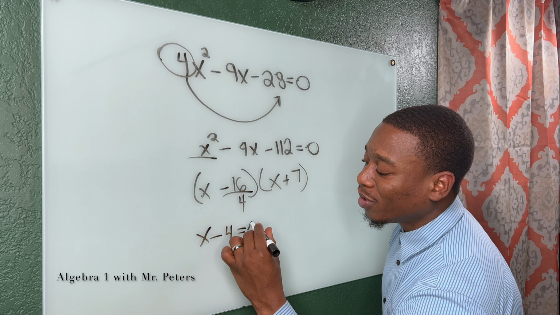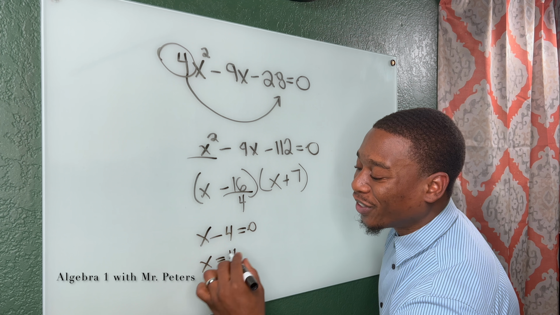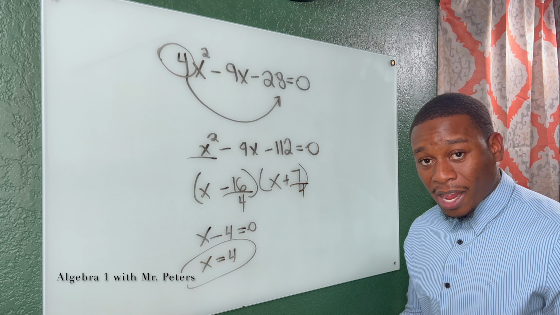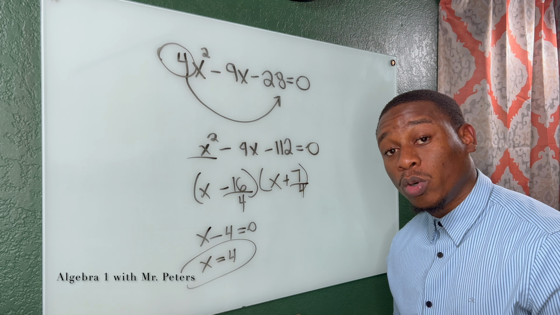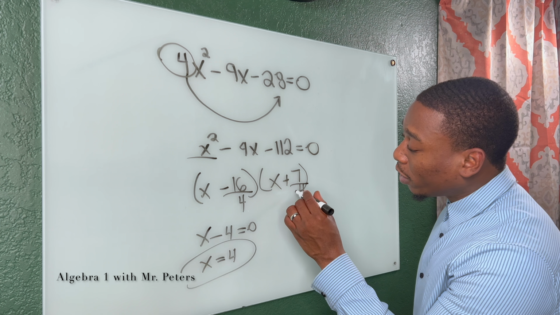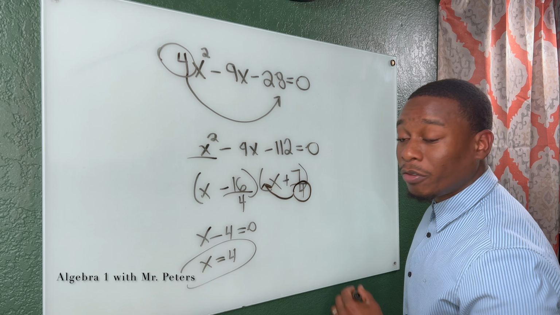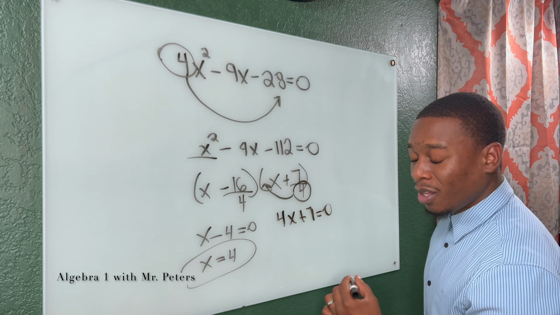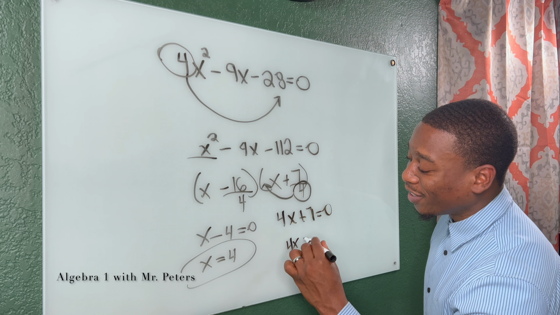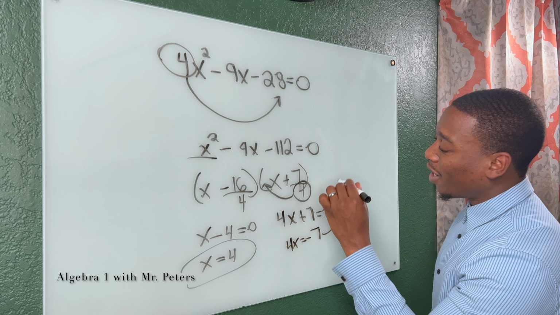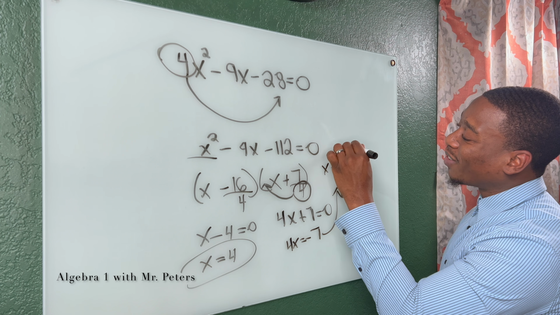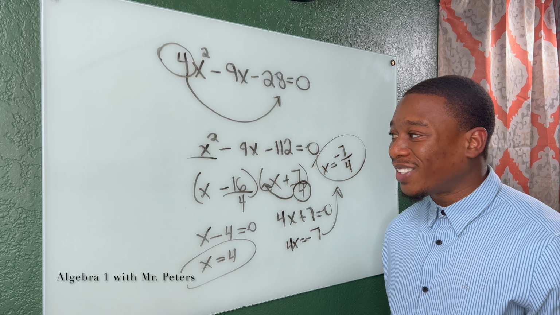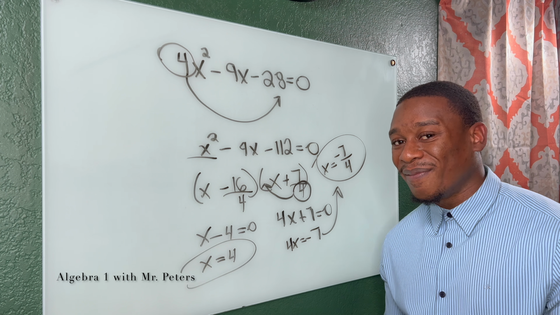X minus 4 is equal to 0. X is equal to 4. First factor. The next one, we divide by 4. And when we cannot get a whole number after dividing, we're just going to take that number in the bottom and put it in front of the variable. So now we have 4x plus 7 is equal to 0. We solve, so 4x is equal to negative 7. And then we know x is equal to negative 7 over 4. And if you look at this, it's a lot fewer steps, a lot fewer opportunities for us to make mistakes.